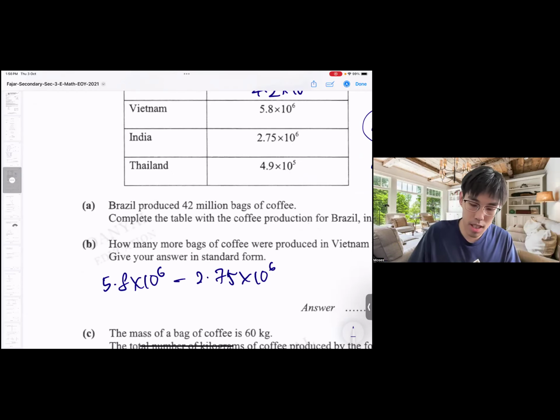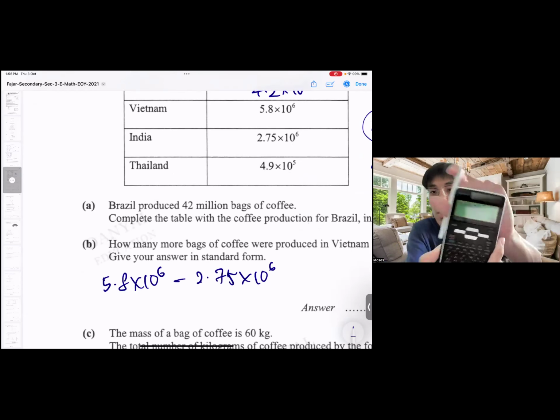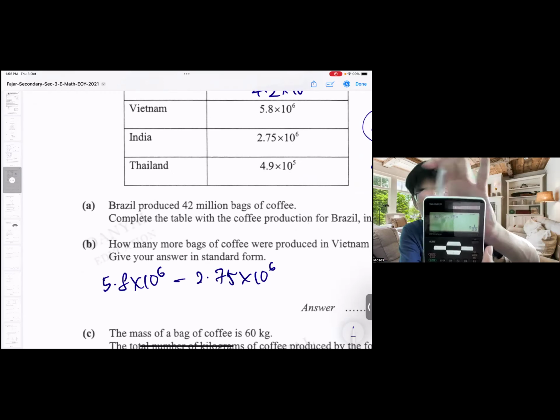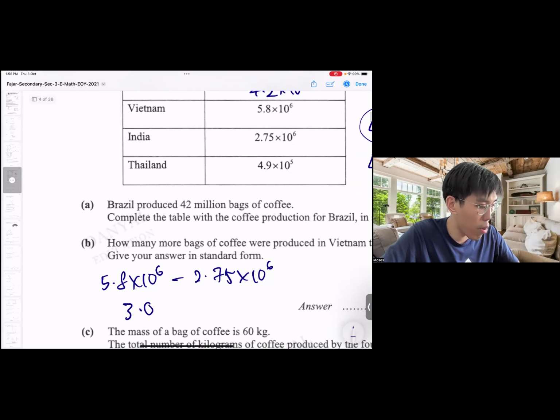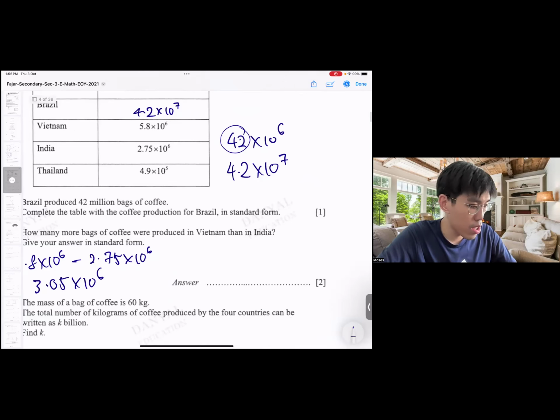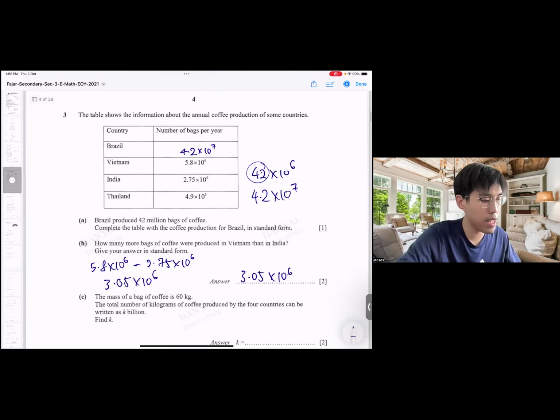So we can just take our calculator and type in 5.8 minus 2.75, you'll get this. So technically, this one will be 3.05. So it's 3.05 times 10 to the power of 6. Yeah, just like that. Okay, next.